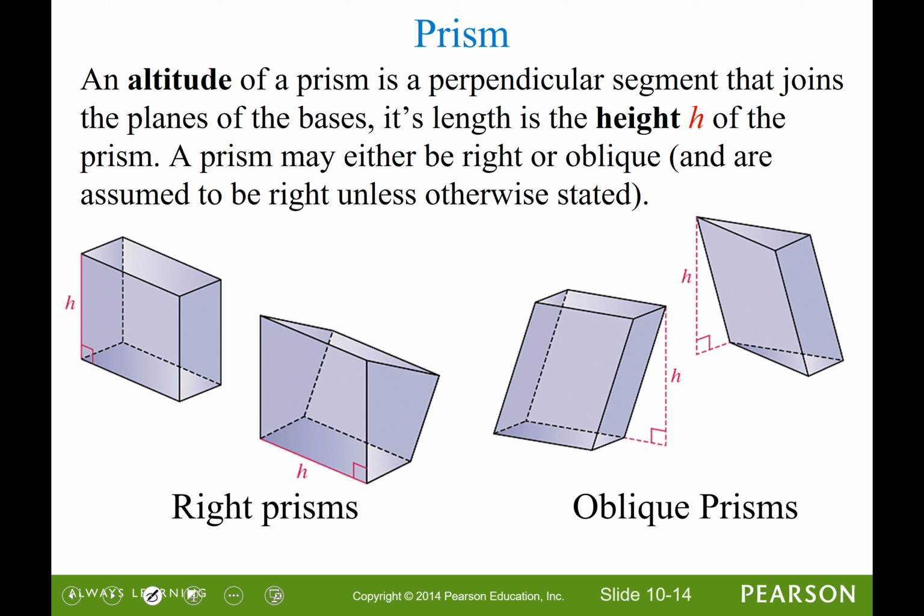Oblique prisms are where the height is on the outside of the prism. So right here, the two parallel congruent bases are the 2 that I just highlighted, making this the altitude. And if that is the altitude, then the height is its length, okay? And it's on the outside because it's an oblique prism.